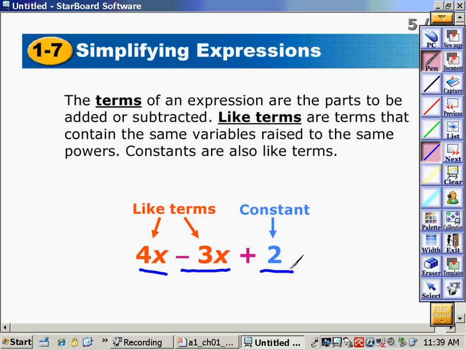The like terms are terms that have the same variables, and they have to have the same exponent or power. As you can see here, this x has a first power, and the second x also has a first power. Since 4x and 3x are like terms, we can put those together. The constant is the number on the end without variables or exponents.